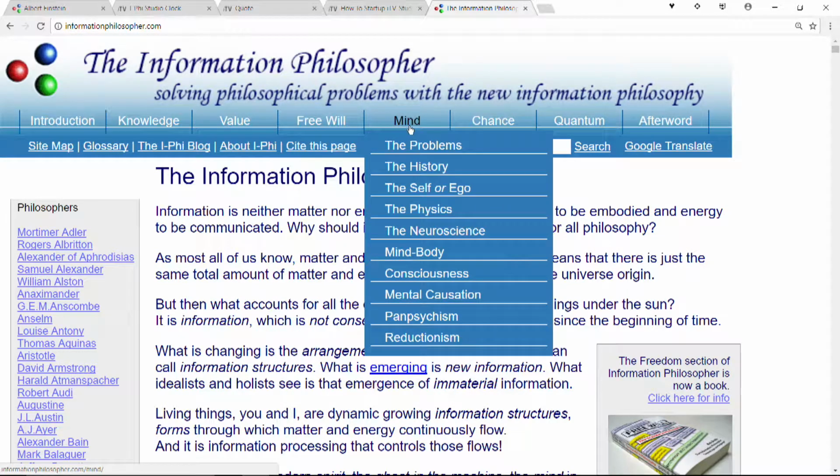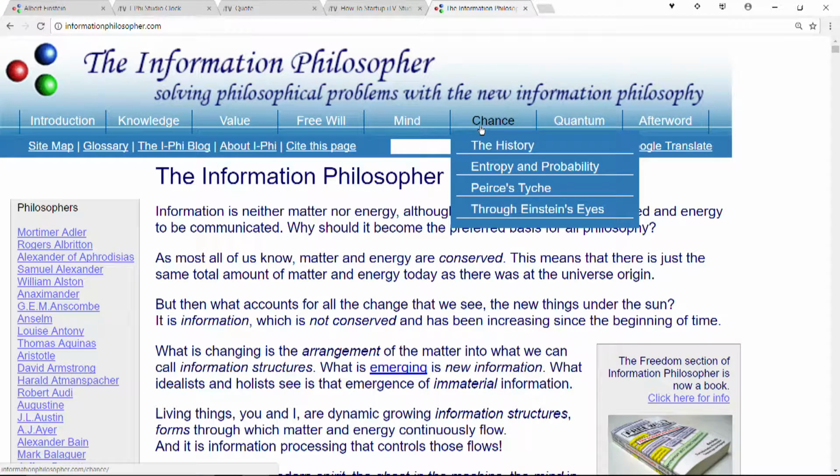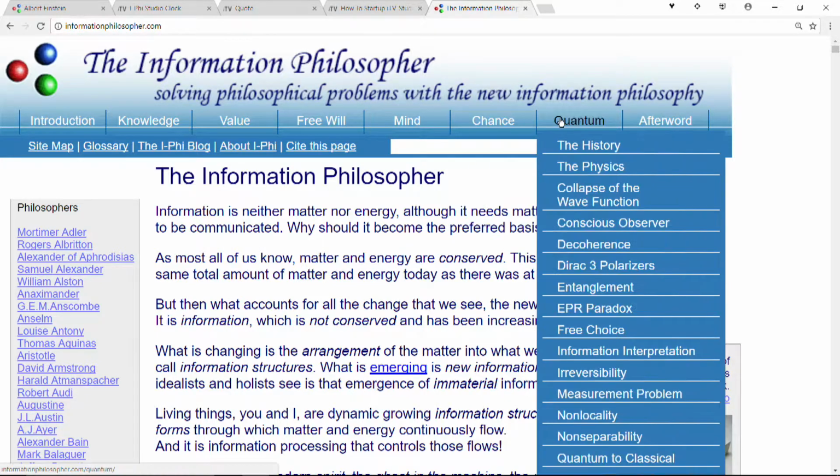I then have a section on mind, which will become my fifth book. I have just a bare beginning on that book, but many of the arguments will be found in these drop-down menus. Then I'd like to talk a lot about chance. I have not really written much about it yet, but I plan to. And then I have a very long set of pages on quantum physics.